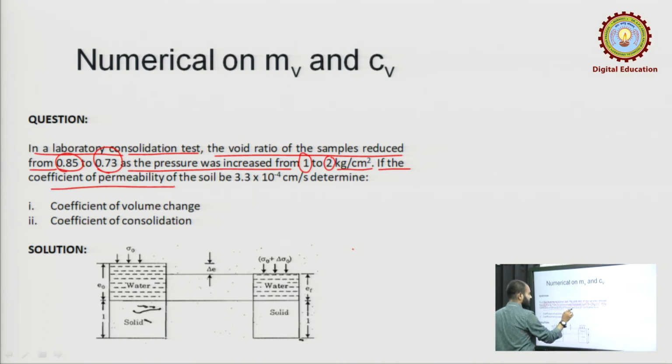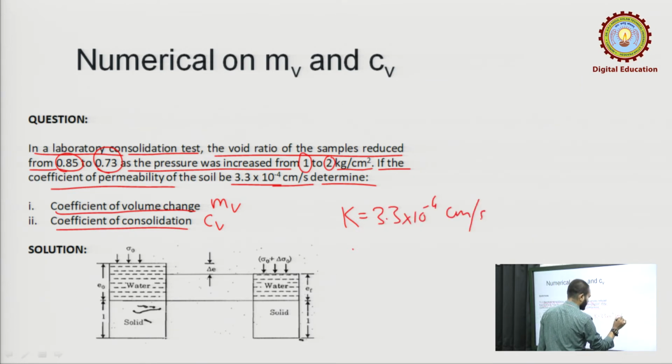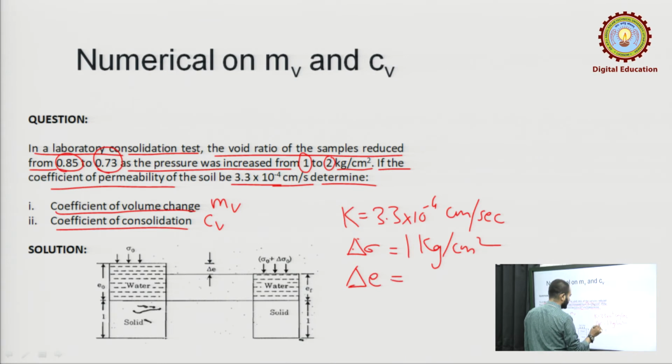If the coefficient of permeability is this, centimeter per second, determine the coefficient of volume change MV and coefficient of consolidation CV. Two things are required. We are given K. K is 3.3 into 10 to the power minus 4 centimeter per second. Stress increment is also given to us, which is 1 kg per centimeter square. And what is the delta E? Delta E is also given to us, which is 0.85 minus 0.73, which is nearly 0.12.